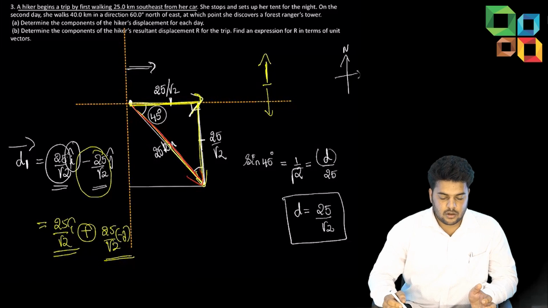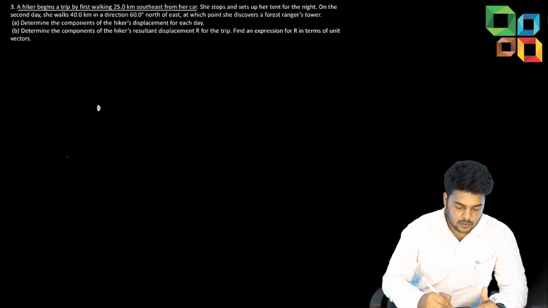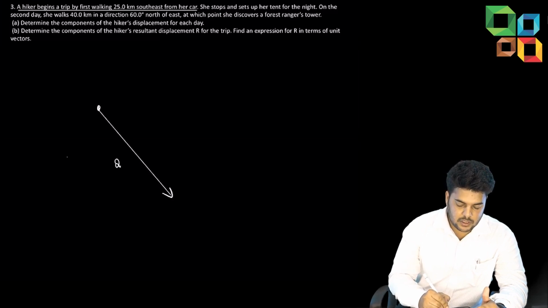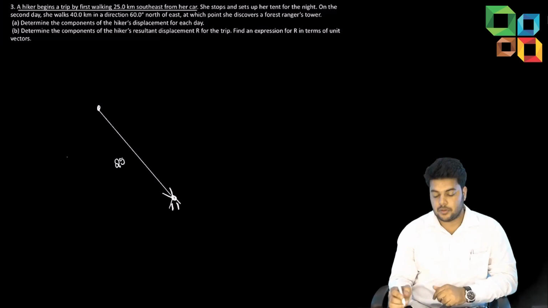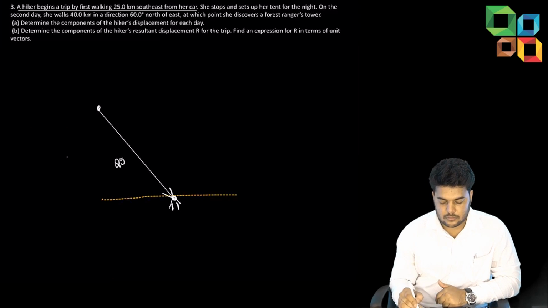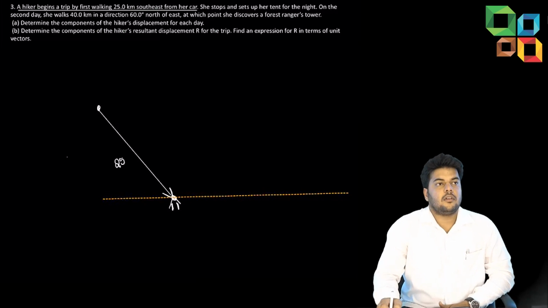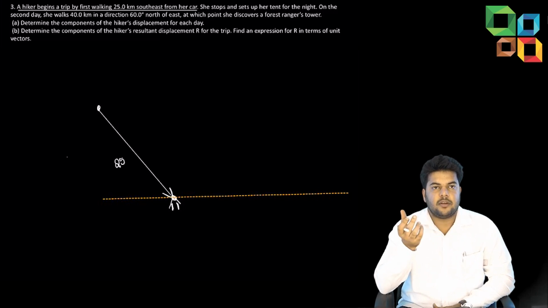Yeah, go on to find the displacement of the hiker on the second day. On the second day, let me draw again what happened on the first day. So the hiker was over there, then she went 25 kilometers southeast. Now she is over here. Here's a tent. And what does she do now? Yes, Tripti, what does she do? She walks 40 kilometers in a direction 60 degrees north of east. North of east. What does that mean?